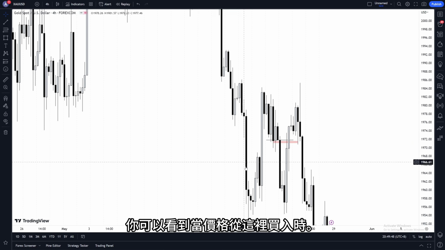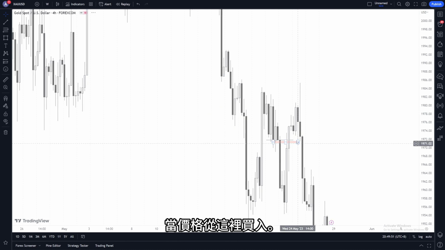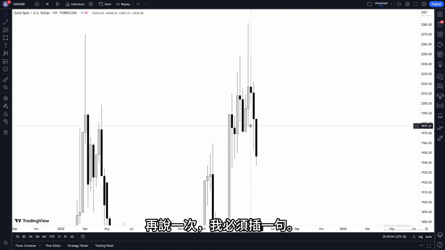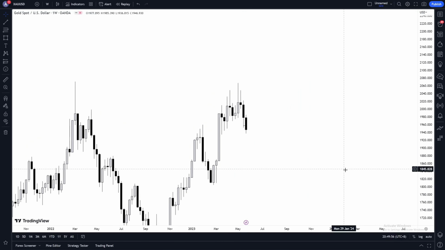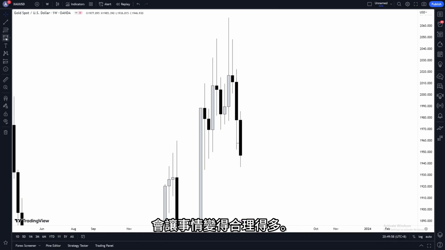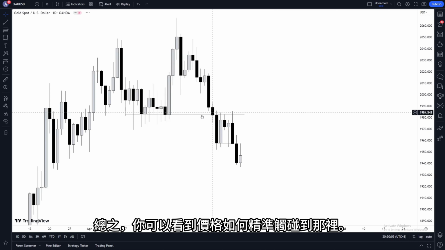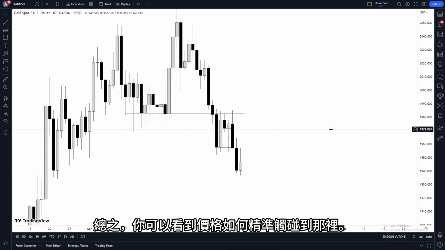And you can see how when price bought from here, right? When price bought from here, we just bought straight into the weekly. Guys, it makes a lot more sense for you to just pick up the IC Markets broker. Seriously, pick up the IC Markets broker and you'll be on your way, bro. Anyway, you can see how price taps right into that.